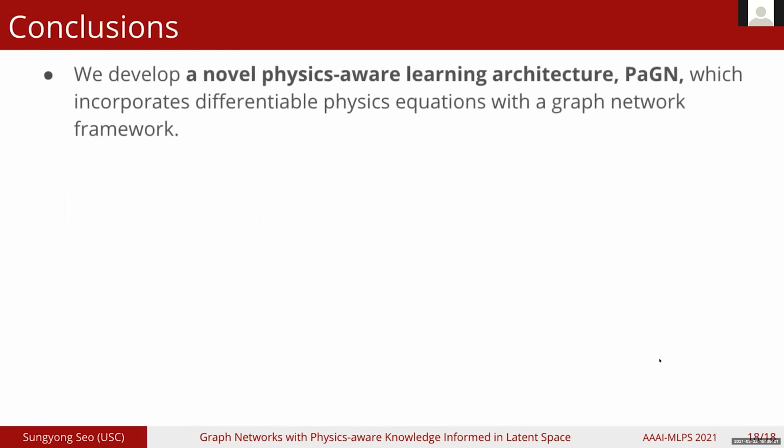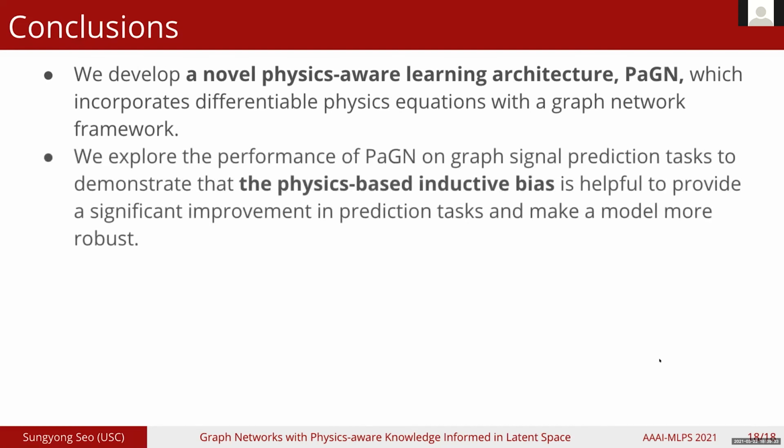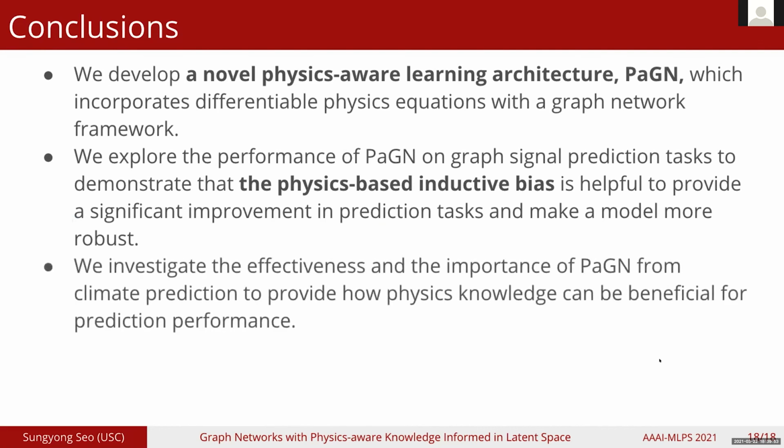So here's the conclusion. We developed a novel physics-aware learning architecture called PAGN, which incorporates differentiable physics equations with a graph network framework. We explored the performance of PAGN on graph signal prediction tests to demonstrate that the physics-based inductive bias is helpful, providing a significant improvement in one-step and multi-step prediction tasks and making the model more robust. And finally, we investigate the effectiveness and the importance of PAGN in climate prediction to show how physics knowledge can be beneficial for prediction performance.